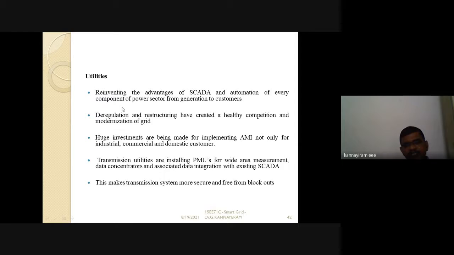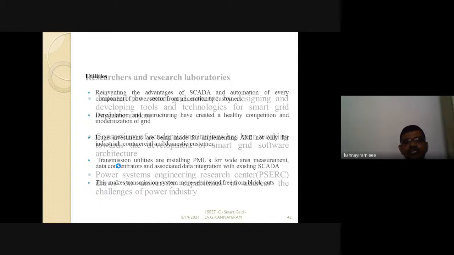Transmission utilities are mainly involved with the phasor measurement unit. With the phasor measurement unit, we can measure the phase angle along with voltage magnitude. It is mainly used for wide area measurement and data concentrators, with associated data integration with the existing SCADA system. We will discuss the phasor measurement unit in CO2. It can make the transmission system more secure and free from blackout. That is the main advantage of this utility.